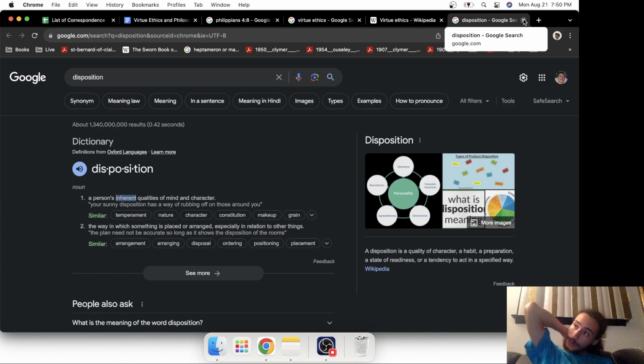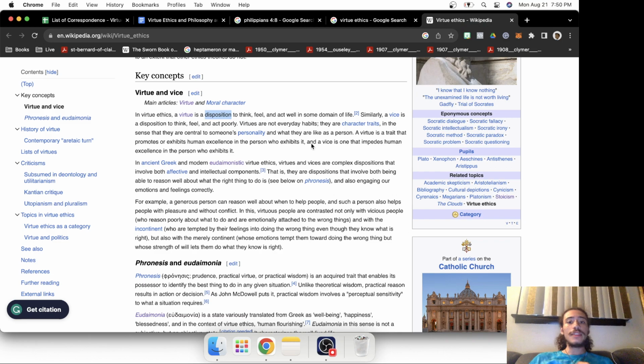So it's the characteristics and natures of ourselves that are deeply rooted within us, the disposition that we have to think, to feel, and to act in some domain of life. Similarly, a vice is a disposition to think, feel, and act poorly. Virtues are not everyday habits. They are character traits. They are who you are, in the sense that they are central to somebody's personality and who they are and what they are like as a person. A virtue is a trait that promotes or exhibits human excellence in the person who exhibits it. And a vice is one that impedes human excellence in the person who exhibits it.